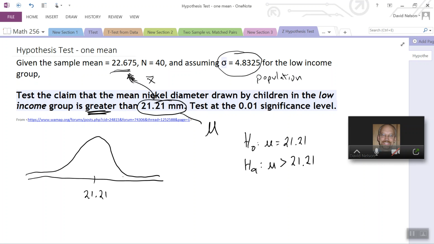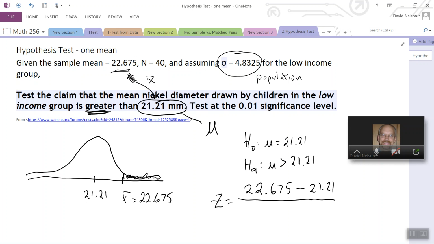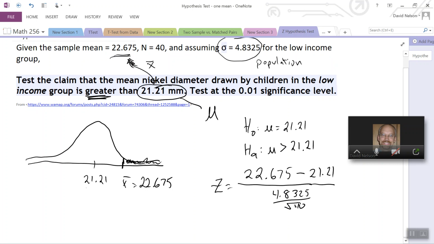So we want to look at what's the probability that it's random chance. What we're trying to come up with is: what's the probability that my x bar ends up at 22.675 or more if the mean is really 21.21 millimeters? And that's our p-value, that probability. We're going to start by calculating our test statistic. In this case, because I know the population standard deviation, it's going to be a z-score. I'm going to take my observation, 22.675, minus the mean, 21.21, and divide it by the standard deviation of our sampling distribution, which would be 0.48325 over the square root of 40, because we're looking at the distribution of sample means from our population.